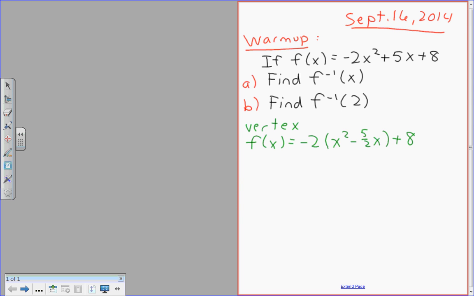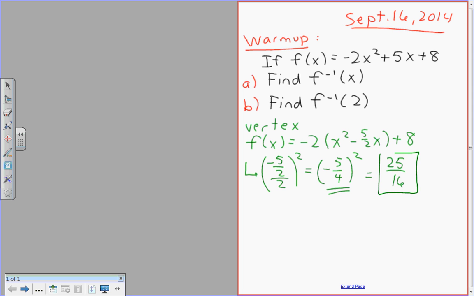Okay, Julia, next step here, please, is what? The d is sine. Okay. 5/2 divided by 2 squared. Okay. And what's -5 over 2 divided by 2? -5/4. Good. And what's -5 over 4 squared? 25 over 16. Good.